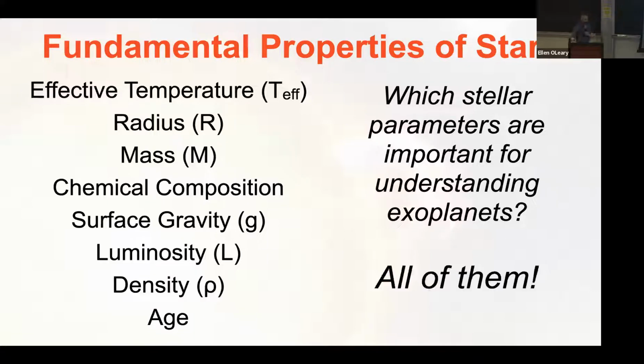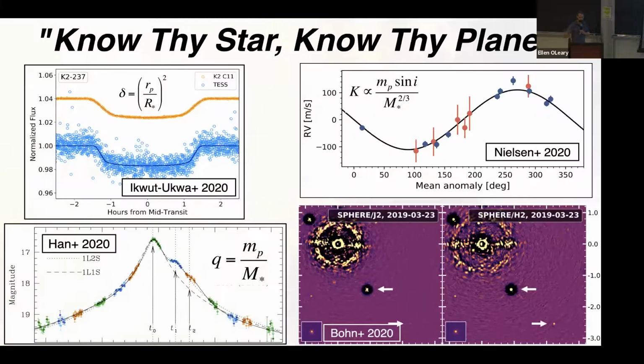I would argue that all of them are actually important. So the right answer was to say all of them. And this is true if you think about it. In any case, and I'll show you a few examples, all of these fundamental properties are important for understanding exoplanets. And the main reason of this, of course, Don mentioned this at the beginning, is this mantra, know thy star, know thy planet.